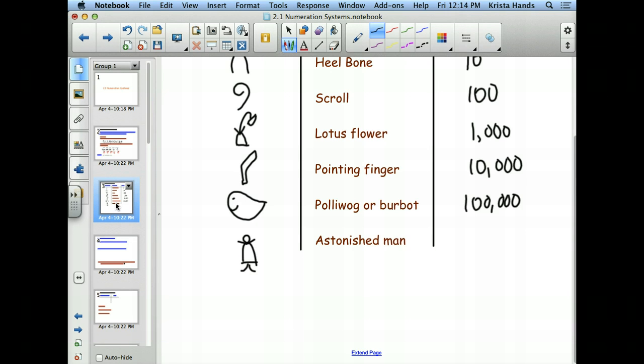It looks like a woman, but let's pretend it's a man. Remember, this is Egypt. They wore skirts. Okay, he's worth $1 million. I think that's why he's astonished. He's excited. I mean, if you were worth $1 million, would you not be excited?